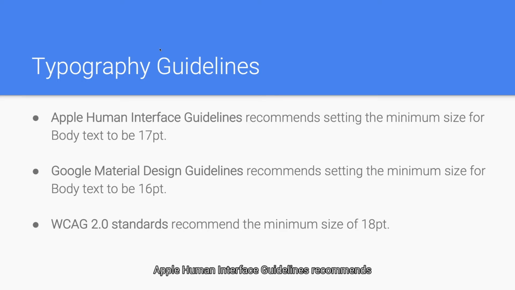Apple Human Interface Guideline recommends a minimum size for body text of 17 points, while Google Material Design Guideline recommends 16 points. The WCAG 2.0 standard recommends a minimum size of 18 points.